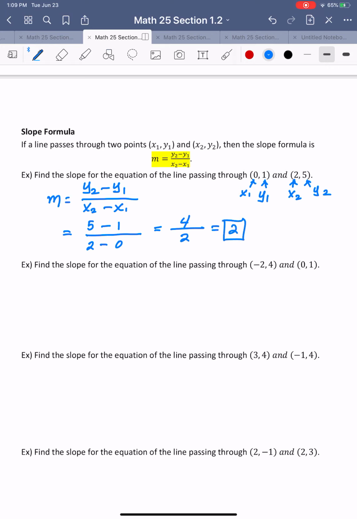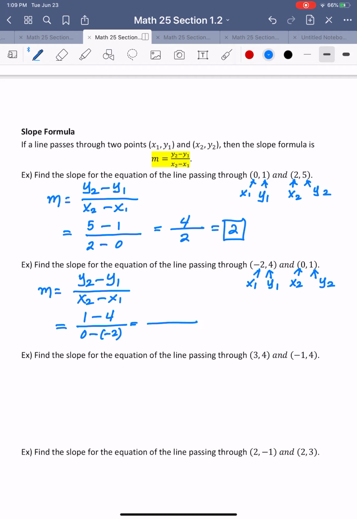Second one: find the slope of the line passing through (-2, 4) and (0, 1). I label x sub 1, y sub 1, x sub 2, and y sub 2. The slope formula is: subtract the two y's on the top, subtract the two x's on the bottom. So y sub 2 is 1 minus 4, over 0 minus -2. You always subtract the values. So -3 over 2, since subtracting a negative becomes positive. This is the same as 3 over -2 too, so either way is fine.